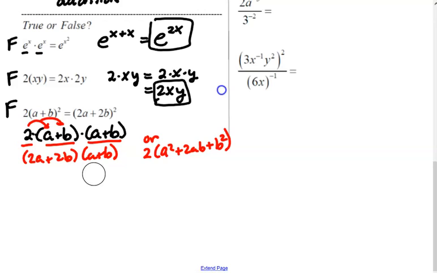2a squared plus 4ab plus 2b squared. If we multiplied this out, we'd end up with 4a squared and 8ab in the middle. Okay, so the 2 only distributes over one of the a plus b's, but not the other. Once again, this is a very common mistake that students make, so be careful of this one.